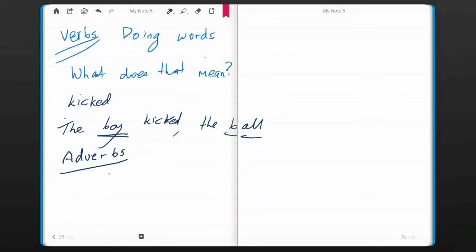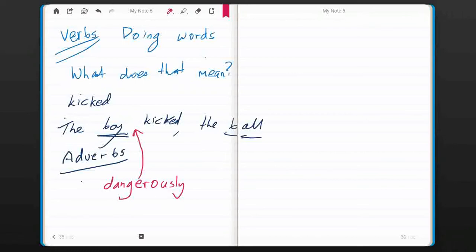Okay, so how about we use a word like dangerously. The boy kicked the ball dangerously, for example. So it might have been dangerously close to the road. You might have almost kicked it into the road, that means. And we could add that in to this sentence there. So the boy kicked, or the boy dangerously kicked the ball.